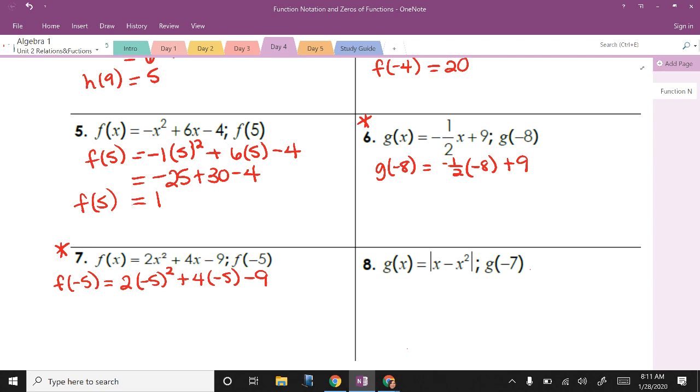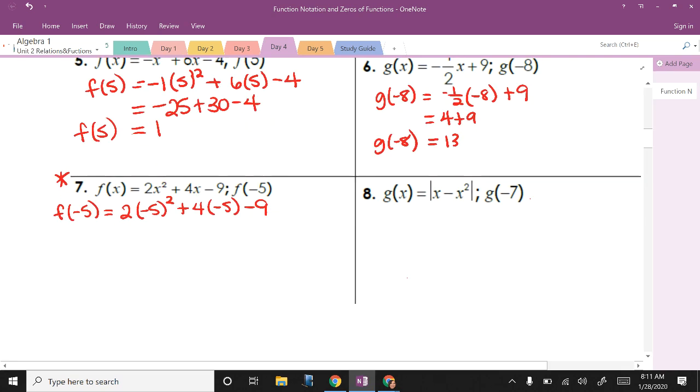All right. So, y'all help me. I already plugged in my -8 for number 6. What's -1/2 times -8? +4, and then 4 plus 9 is 13. Raise your hand if you got g of -8 equals 13 on number 6. Any questions there? All right.